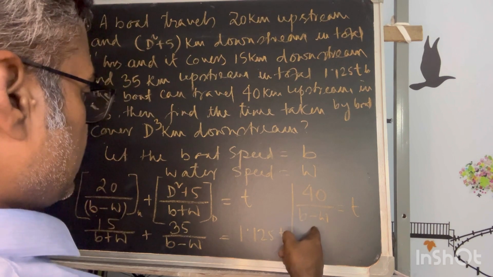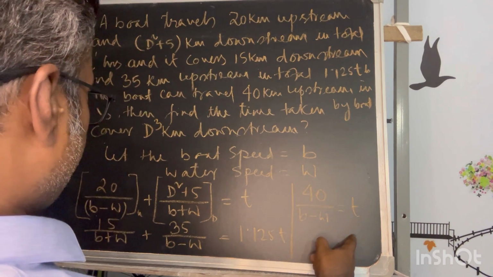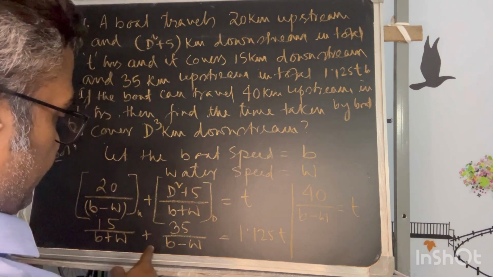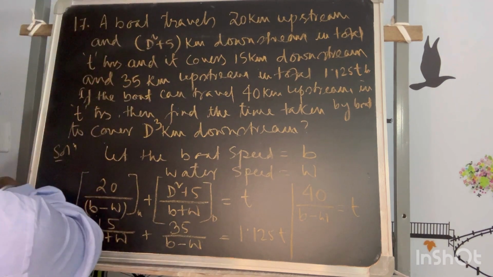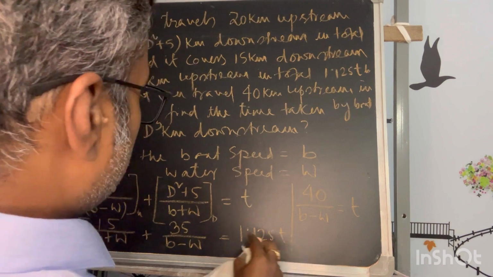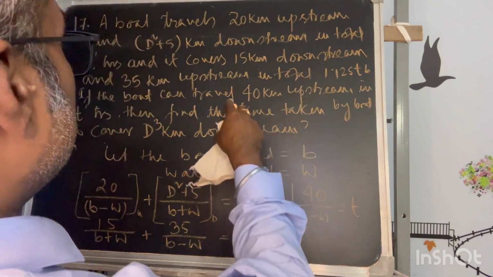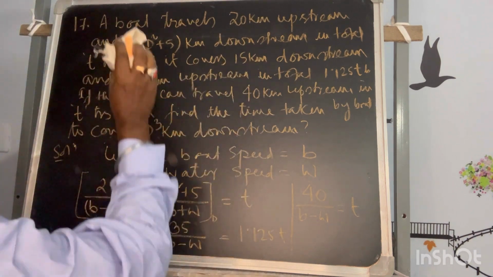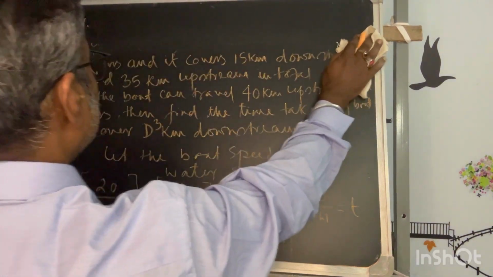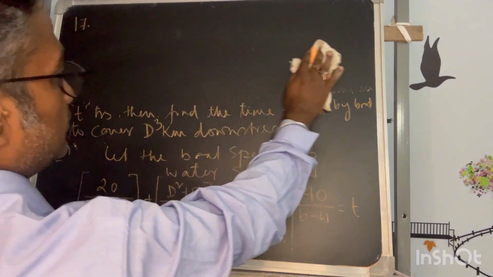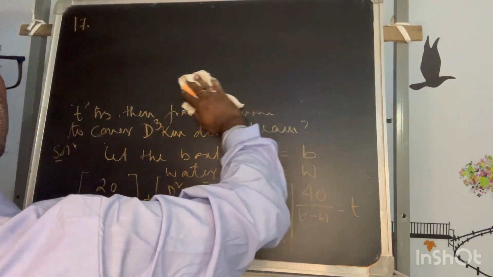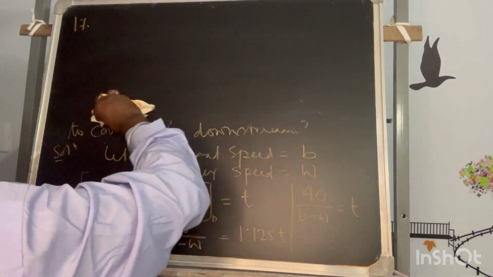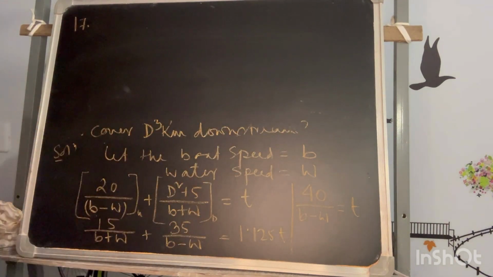So 1 by b minus w is equal to t by 40. T by 40 can be there, so b plus w can be calculated. Okay, let me solve it. Now the equation you know, ultimately it is D cubed. Remember this. I have to use this part of the board. Only the last line I will keep, because the time required to cover this distance downstream is what we need.